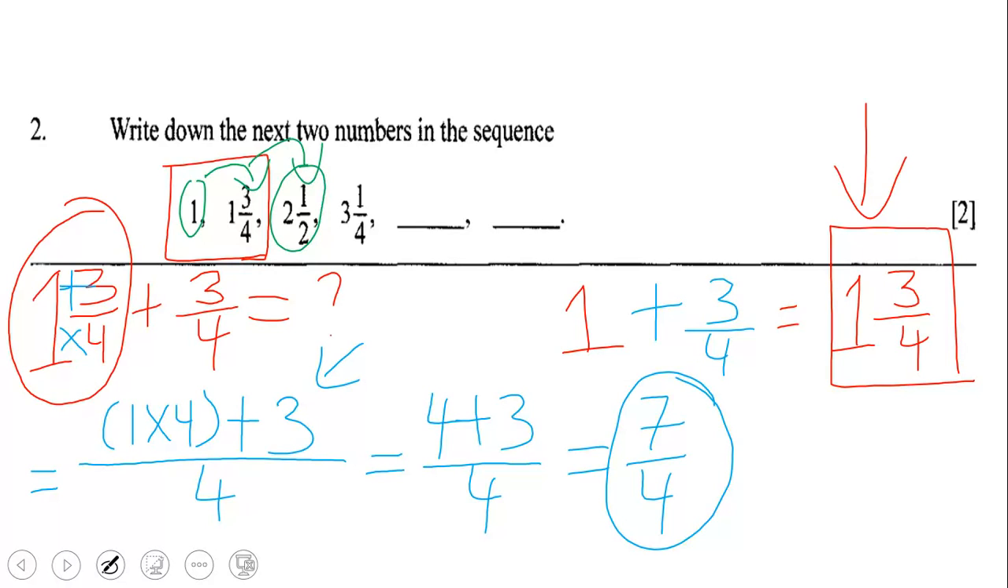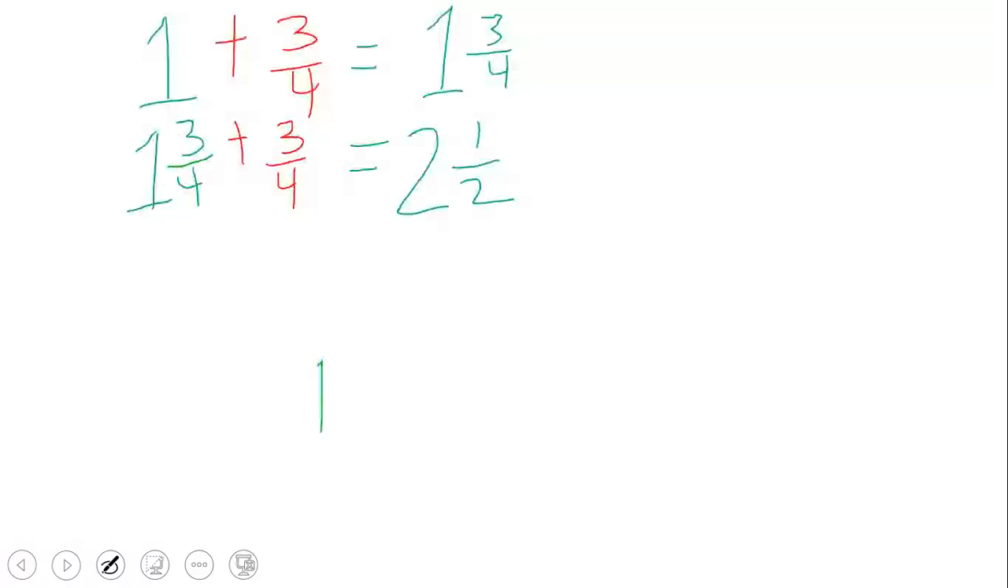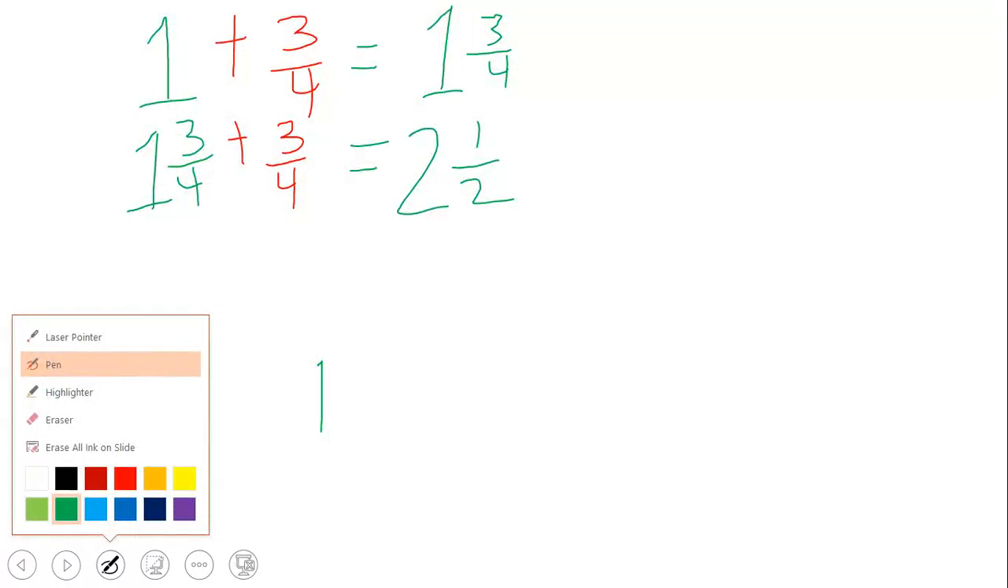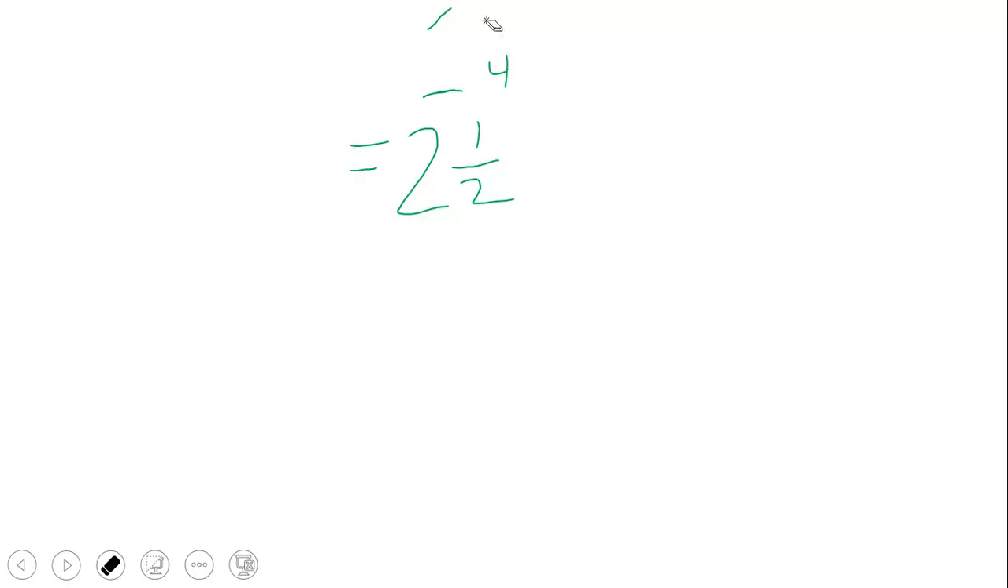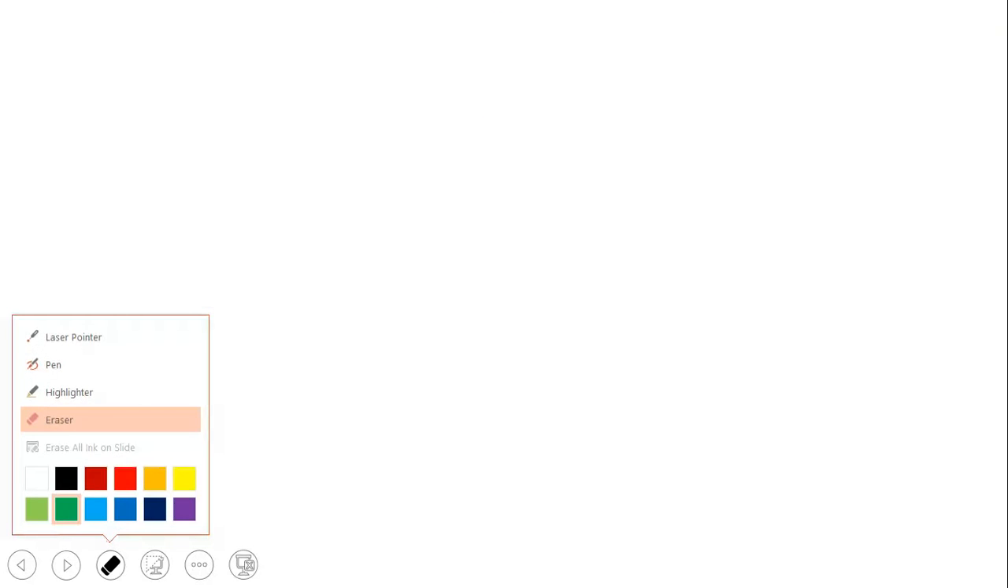Okay, so let us do the same thing for 2 and 1 over 2. We're going to add 3 over 4 to 2 and 1 over 2, and we're going to see if we indeed get 3 and 1 over 4. Let us see. Okay, so let's do that. So we have 2 and 1 over 2, and I'm going to add 3 over 4 to it.